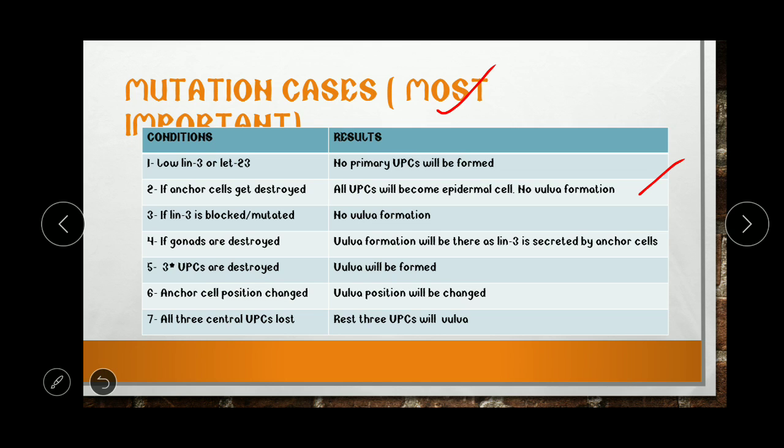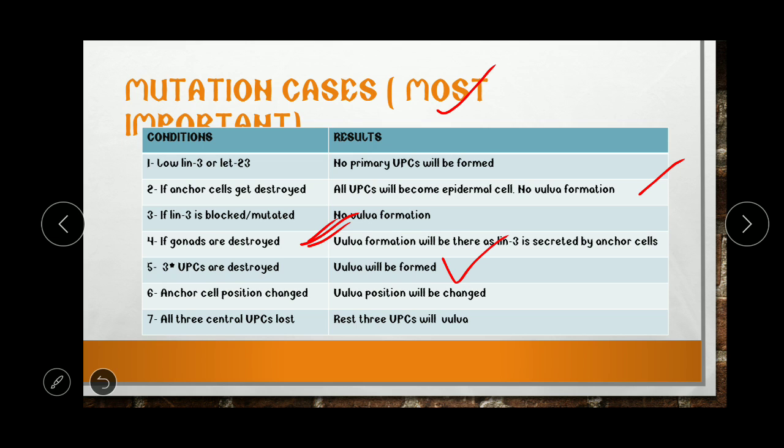If gonads are destroyed, this is one of the most important, you must remember, the fourth one. If gonads are destroyed, vulva formation will be there. Vulva formation will be the usual process. The vulva will be formed without any disturbance, because the anchor cell is secreting the Lin3 molecule, that is the epidermal growth factor protein molecule. So if gonads are destroyed, there will not be any abnormality in the vulva development. Then, if 3 degree VPCs are destroyed, as you know, 3 degree or tertiary VPCs don't have any role in vulva formation, because they become hypodermal cells, so the vulva will be formed.